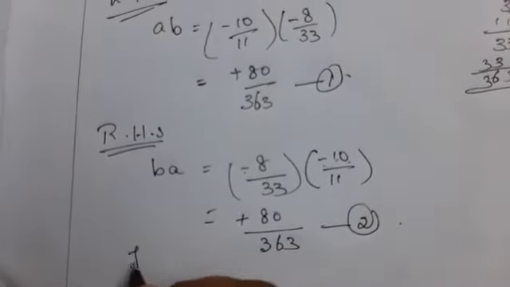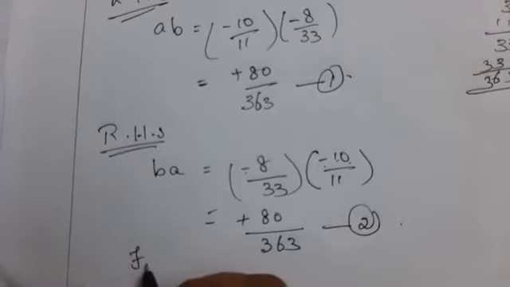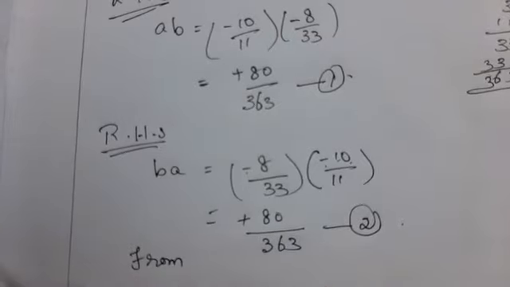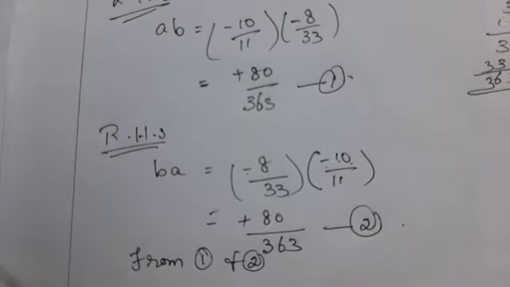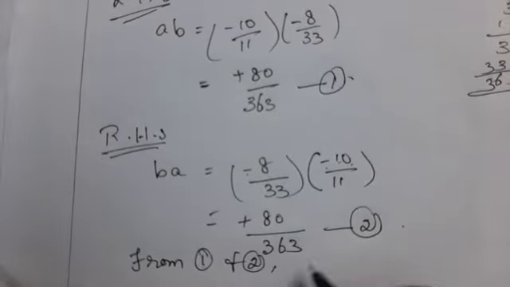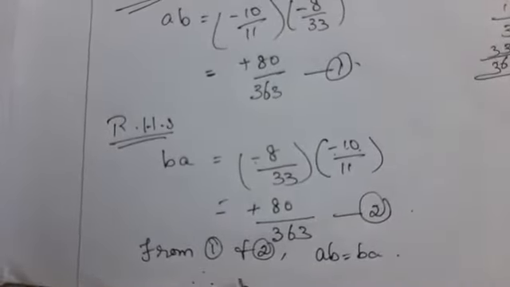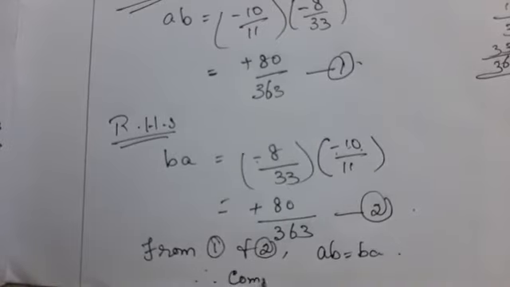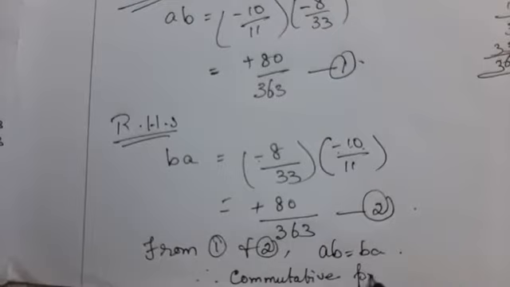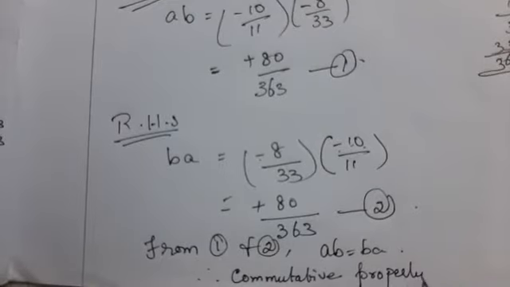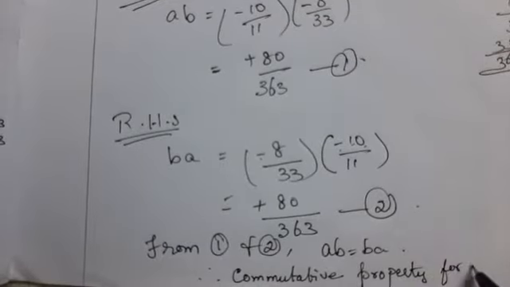From 1 and 2, we get AB is equal to BA. Therefore, commutative property for multiplication is verified.